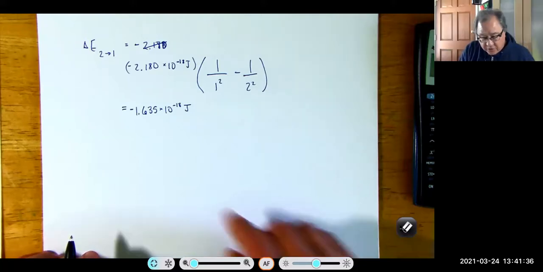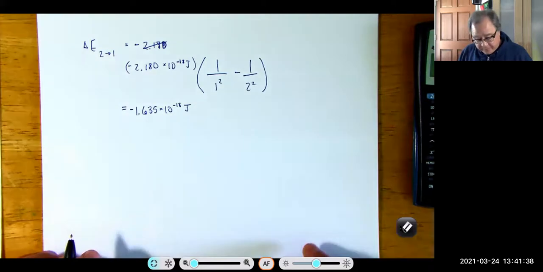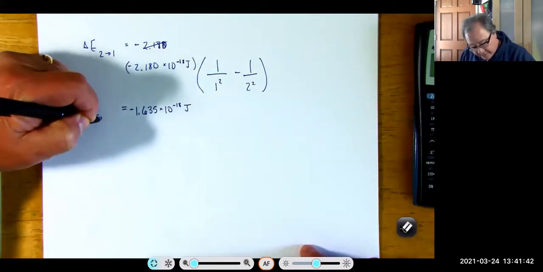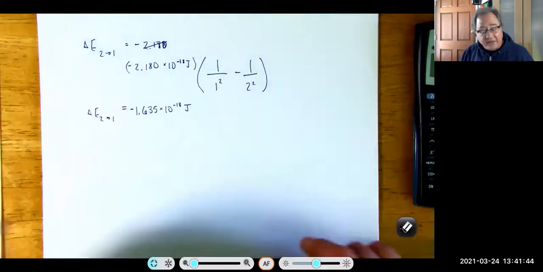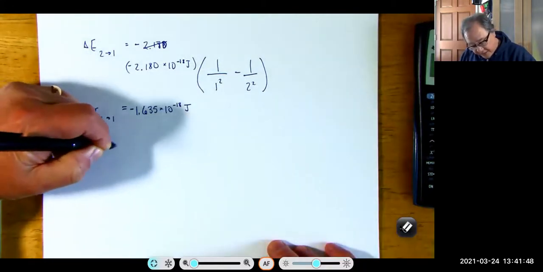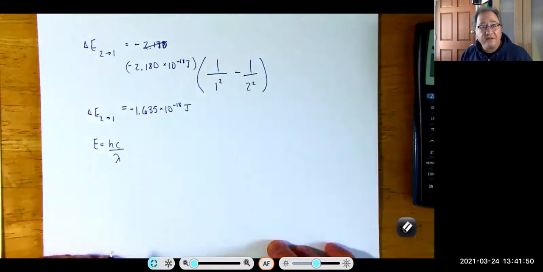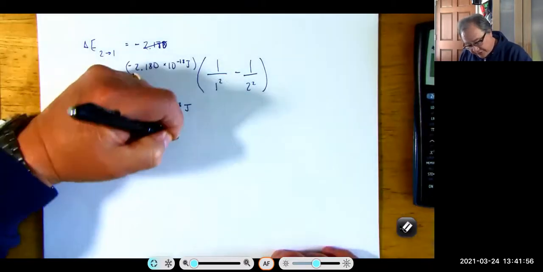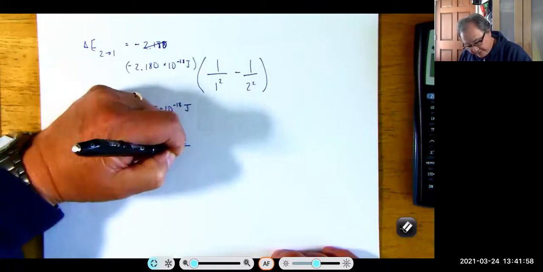Okay, now look at this negative sign. That correlates to a wavelength. So how do we calculate the wavelength? Well, remember, E is equal to hc over lambda. So here, that means lambda is equal to hc over E.